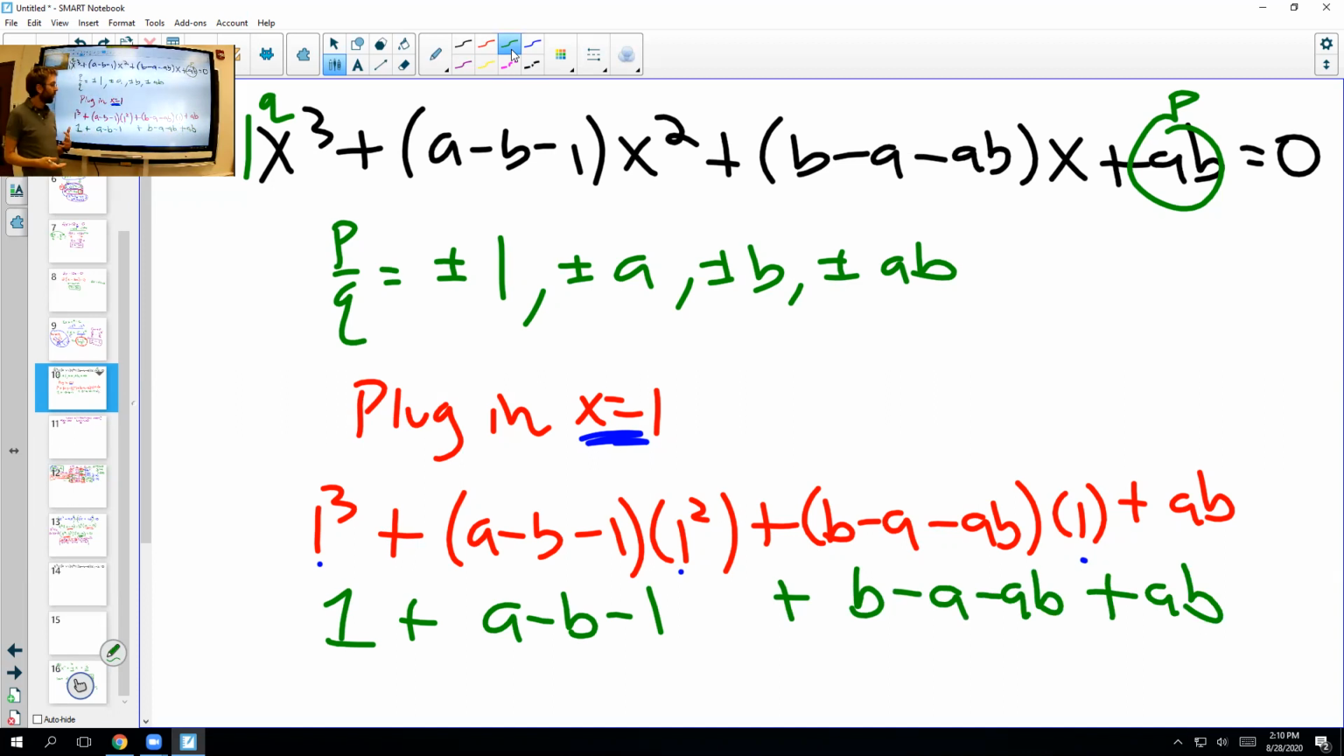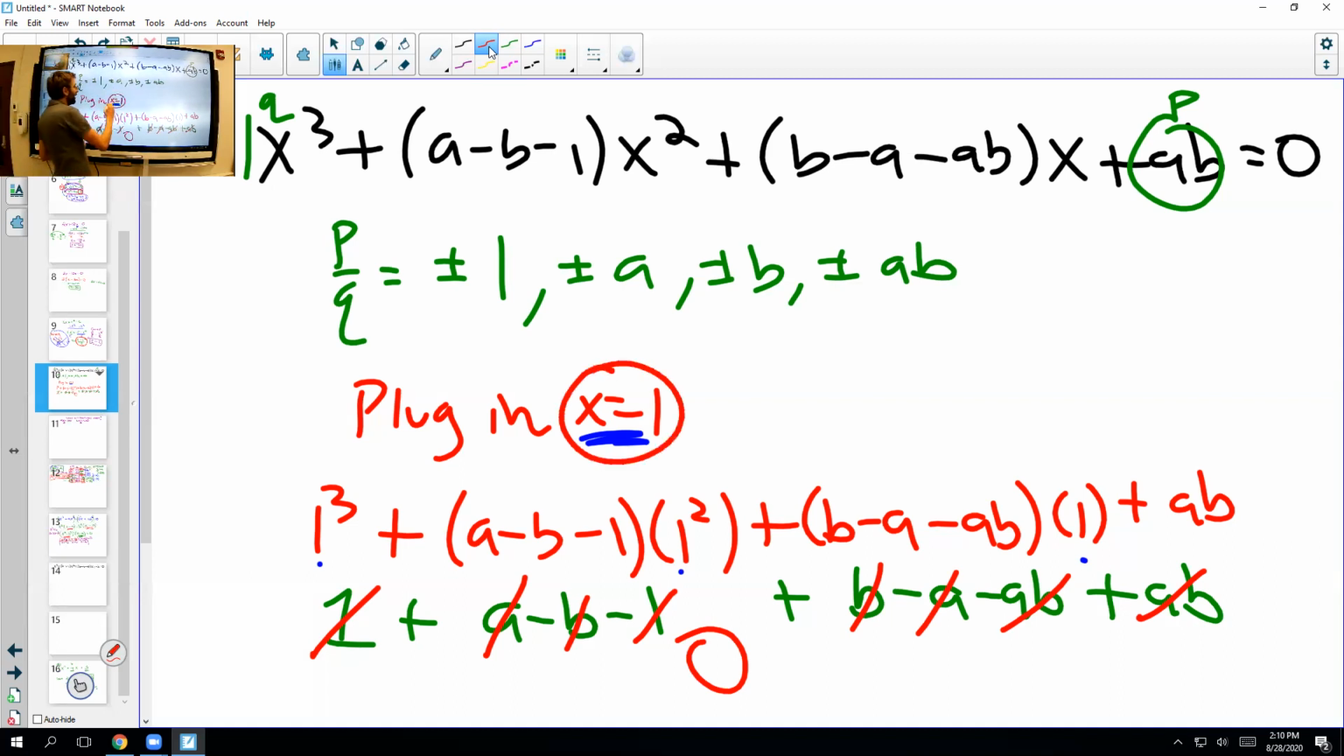At this point, I have all sorts of things that cancel wonderfully. Notice this 1 cancels with this minus 1, canceling to 0. This A cancels with this A. Oh, this is wonderful. I love it when things cancel, don't you? B cancels with B, and AB cancels with AB. Everything cancels, and I get 0. So what that tells you is that this x minus 1 thing that we just guessed is actually a root. Now, maybe you plug something in and it doesn't work like this. Maybe you get a bunch of crazy stuff, but in this case, it works.